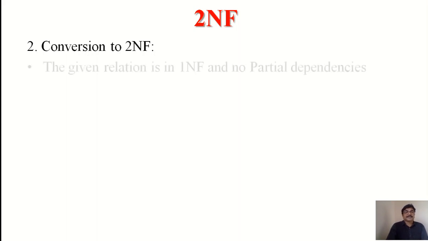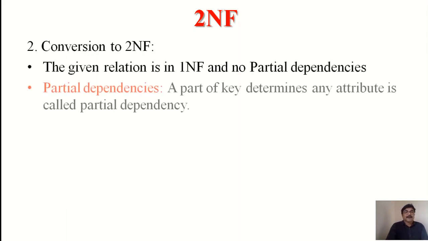And the next one is second normal form. If you want to apply the second normal form for the given relation, first the table should be in first normal form and have no partial dependencies. So what is meant by a partial dependency? A part of a key determining any attribute is called a partial dependency. Part of key means here we define the primary key by using two attributes, so any one of the attributes is called a part of key. That can identify any row, any column, and that is called a partial dependency.